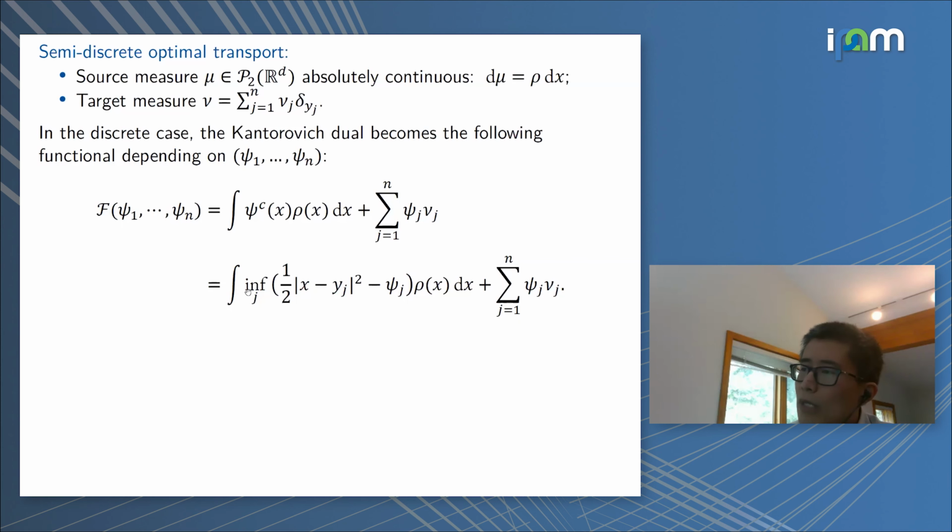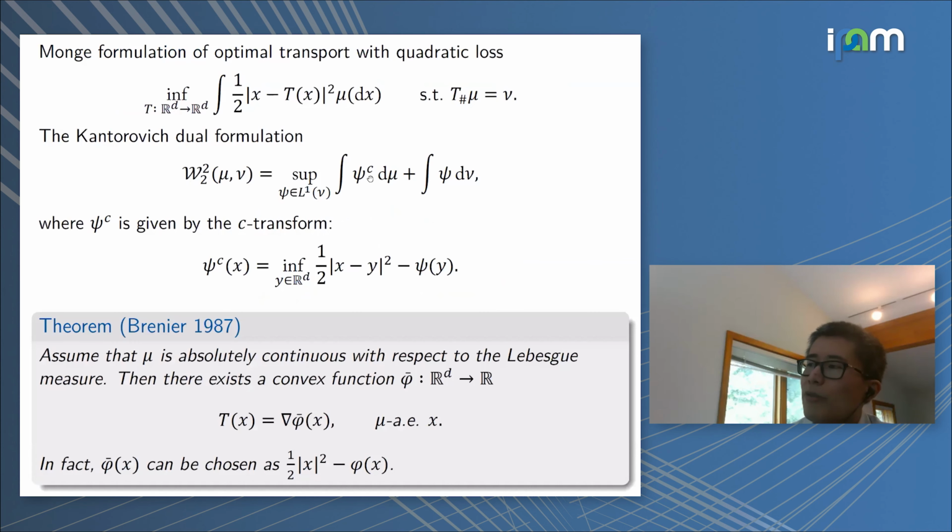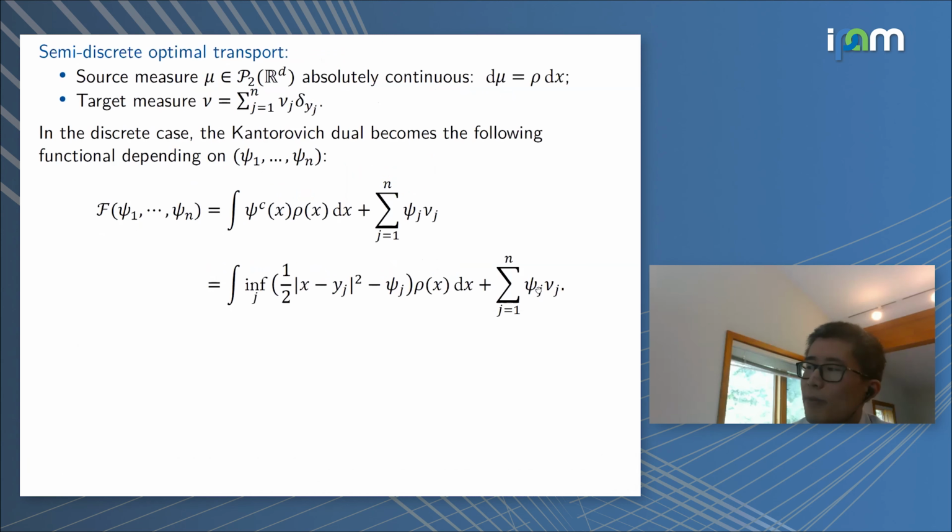Compare with before. In the continuous case, in principle you need to find the psi, which has infinite degrees of freedom, an L1 function. Now we just need to find n numbers, psi j. After you find psi j, this thing is completely determined. So the Kantorovich dual becomes an optimization problem in Rn. You just have n variables to optimize.